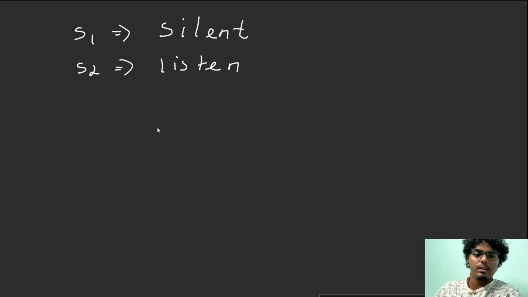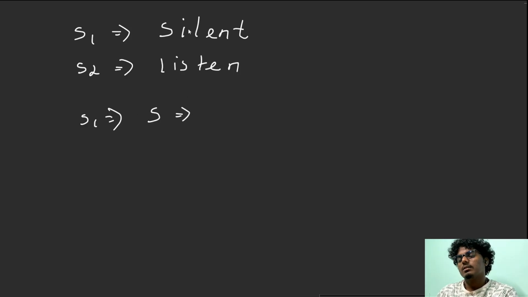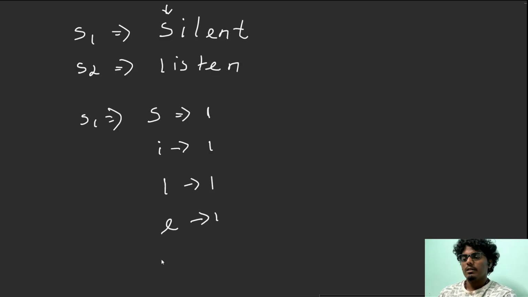Let me explain what I said with an example. For the string S1, let me take the frequency of each character, and let's see how it works. My current pointer is at the zeroth index. So the count of S is one, and then the count of I is one, L is one, E is one, N is also one, and T is also one, right?